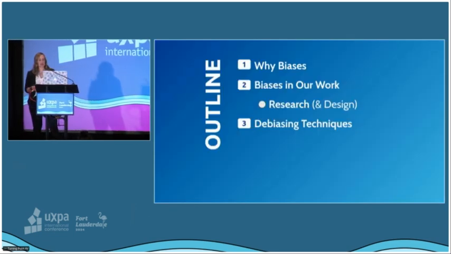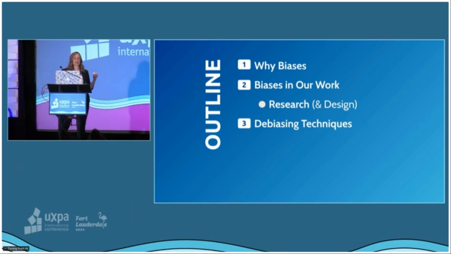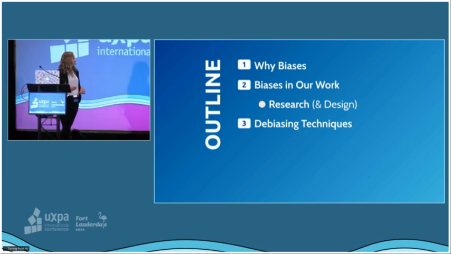So Michael is going to help you understand more about what causes bias and identify your own bias and then minimize that in your research and your design. I should have gone through that. So we'll start with why biases, and we'll go to biases in our work. It's primarily research focused, but this applies to design as well. And then we'll end with some debiasing techniques.